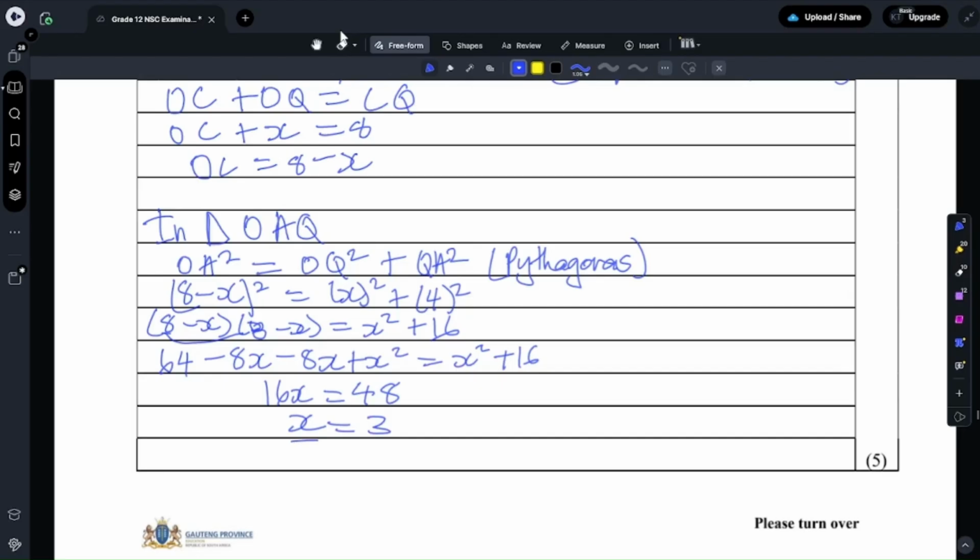So now you've got our value for x, which is 3. So you can go ahead and just plug that into this. So that therefore means OC is equal to 8 minus 3, which is equal to 5 units. So there's our final answer.